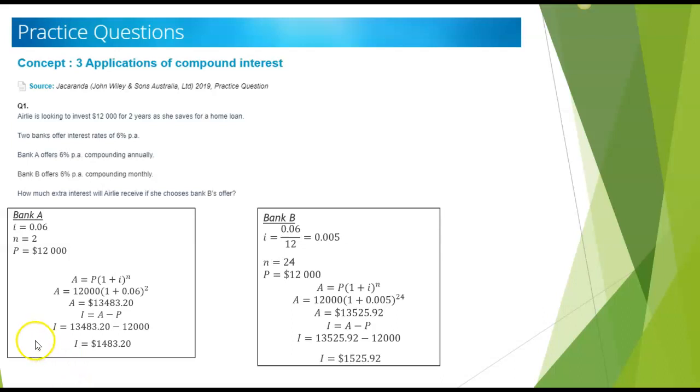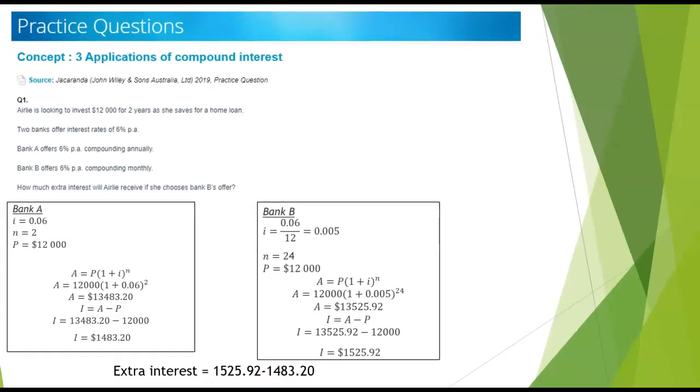Work out our interest. But the question asked how much extra interest did she get? So the extra interest is when I take these 2 values away from each other and I get $42.72.